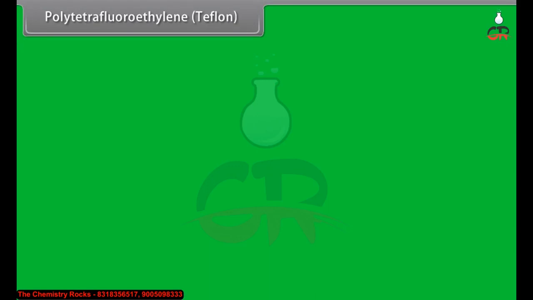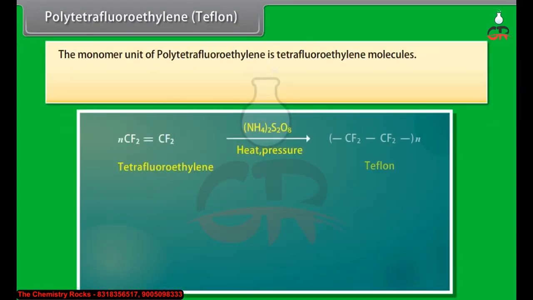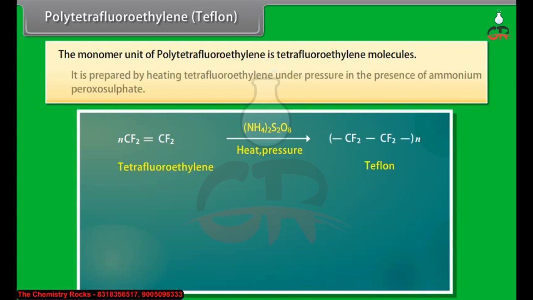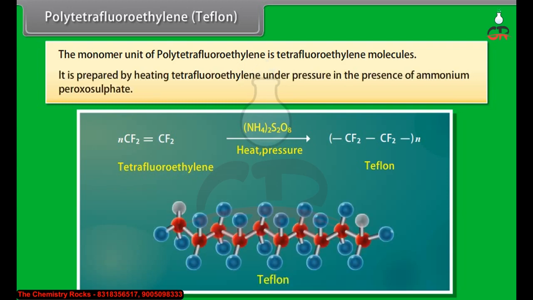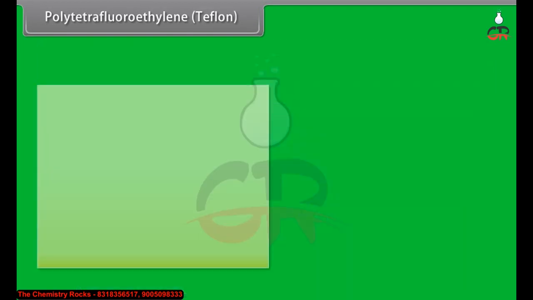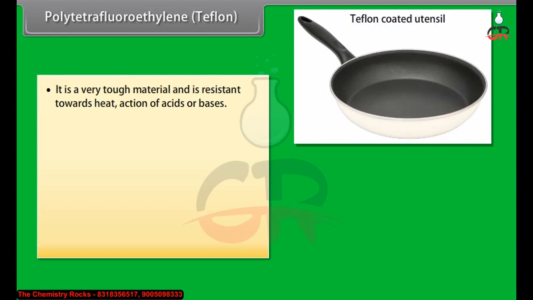Polytetrafluoroethylene, Teflon. The monomer unit of polytetrafluoroethylene is the tetrafluoroethylene molecule. It is prepared by heating tetrafluoroethylene under pressure in the presence of ammonium peroxosulfate. It is a very tough material and is resistant towards heat and the action of acids or bases. It is a bad conductor of electricity.